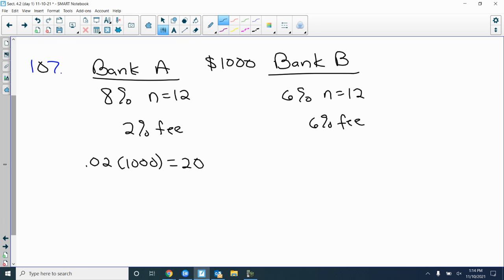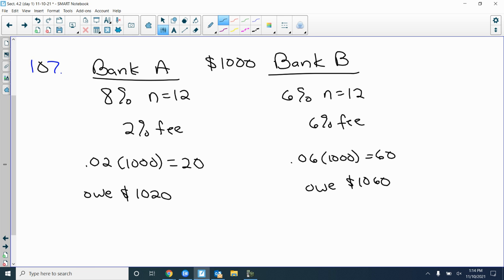So now they add it to the amount you owe. So you now owe how much? $1,020. So we owe 1,020. 6%, 0.06 times 1,000 is $60. So now you owe 1,060. So you got to use those in your calculation.